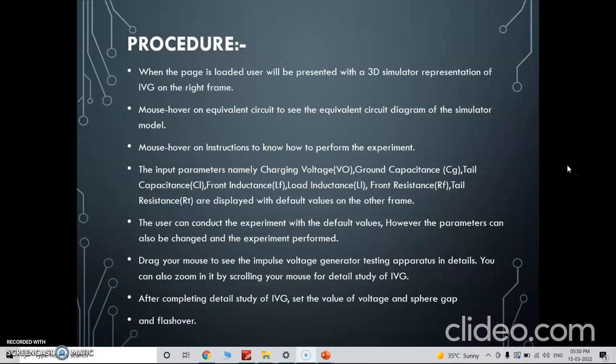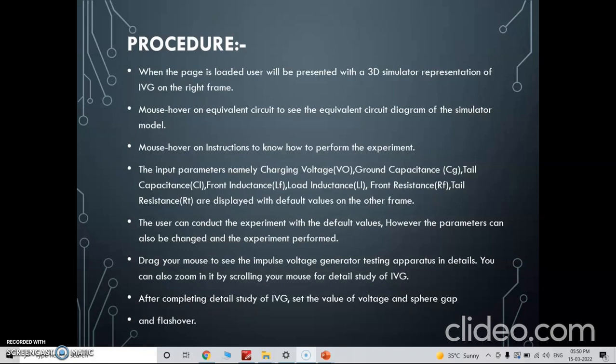This is the procedure we follow to simulate the impulse voltage generator on the virtual lab. When we open the virtual lab, the page loads with a 3D simulator representation of the IVG in the right frames. Then we hover the mouse on the equivalent circuit to see the equivalent circuit diagram for the simulator model, because we have to perform the simulation of the impulse voltage generator as per the circuit diagram shown in the virtual lab experiment. Then we follow the instructions to know how to perform the simulations for that particular impulse voltage generator.